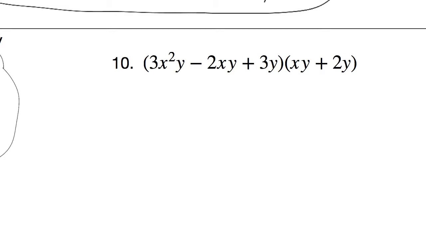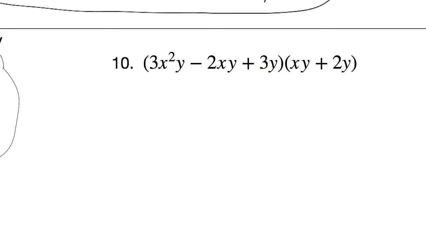3x squared y minus 2xy plus 3y times xy plus 2y. Notice that I've got like terms in columns here. This is the xy column, this is the y column. Like terms. So, we're going to multiply just like we did in the previous multiplication.